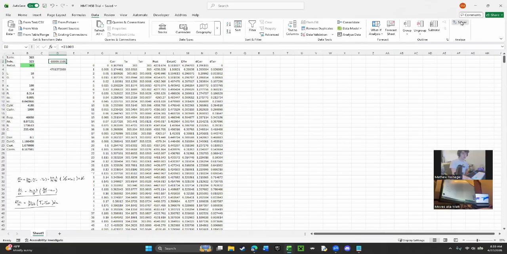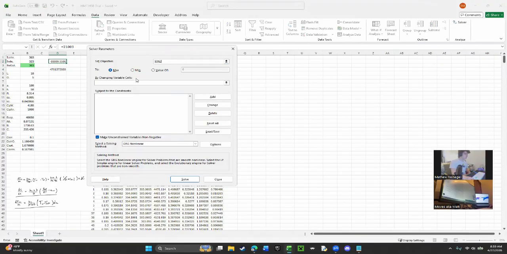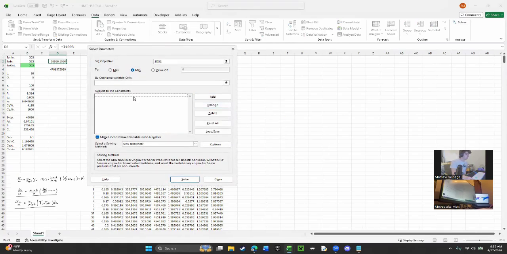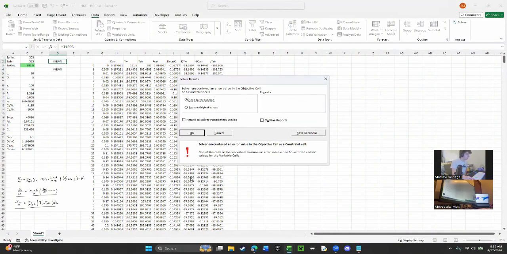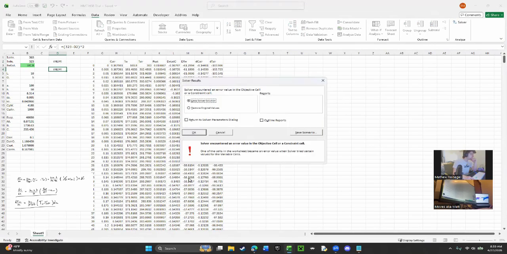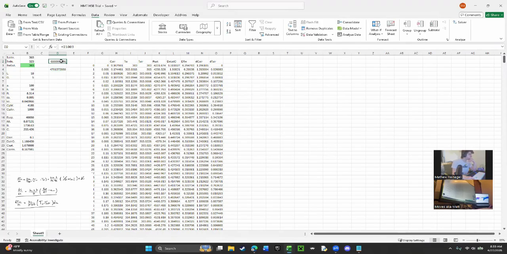We're going to take this value, go into data, and go into Solver. We're going to say we want the minimum of this, and that we're going to do this by changing the temperature of the water coming out. So when we press solve... oh, okay, something happened. Okay, sorry. I was having issues with Solver again.